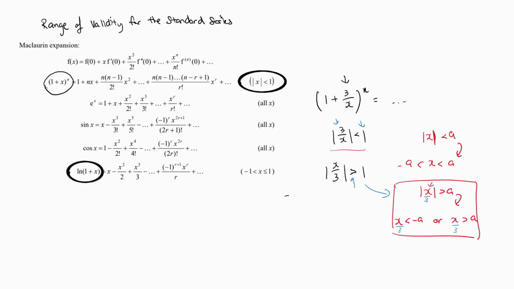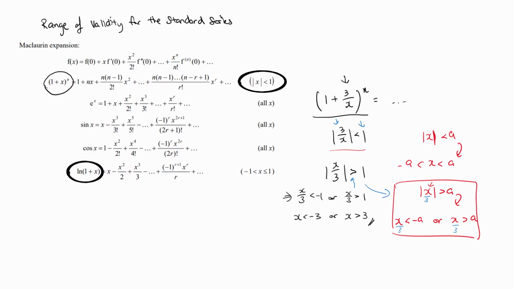So we will have x over 3 less than a, which happens to be -1, or x over 3 greater than 1. After that, we solve for x. We multiply 3 on both sides. That gives us x less than -3 or x greater than 3. That would be our answer for the range of validity for this particular expansion. This is a little bit tricky, but not too difficult if you remember the basics.